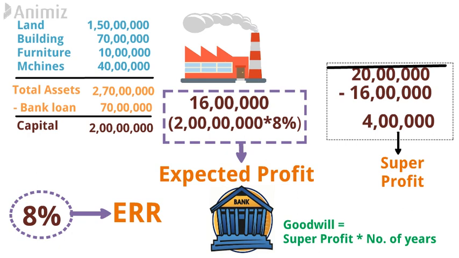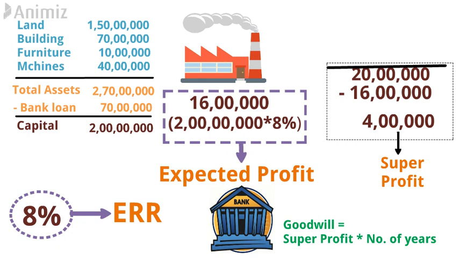Let me give a quick review of the whole situation. First of all, we came to know that factory B is earning 20 lakh rupees as profit. Second, we calculated total assets, which amount to 2 crore 70 lakh, but we deducted liabilities, that is the bank loan of 70 lakh, from the total assets and got 2 crore rupees as capital. Now we had a plan that if 2 crore rupees is deposited in the bank, the bank will give 8% as return. So this 8% is the expected rate of return.